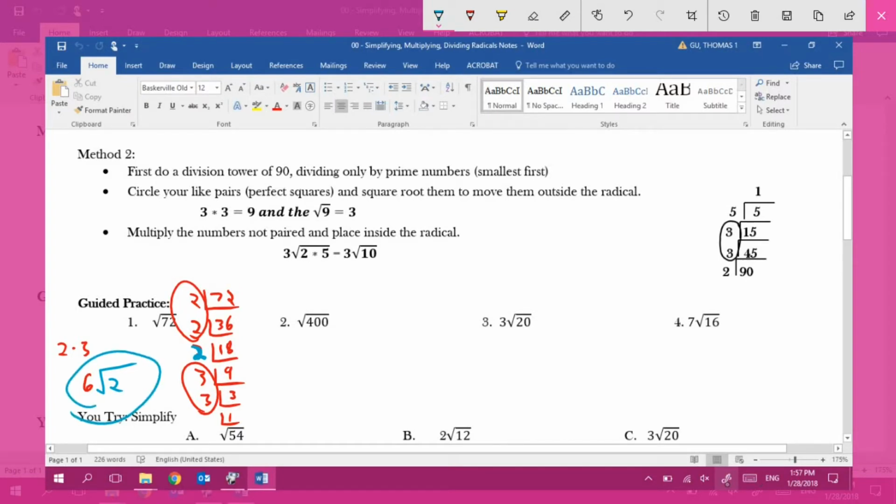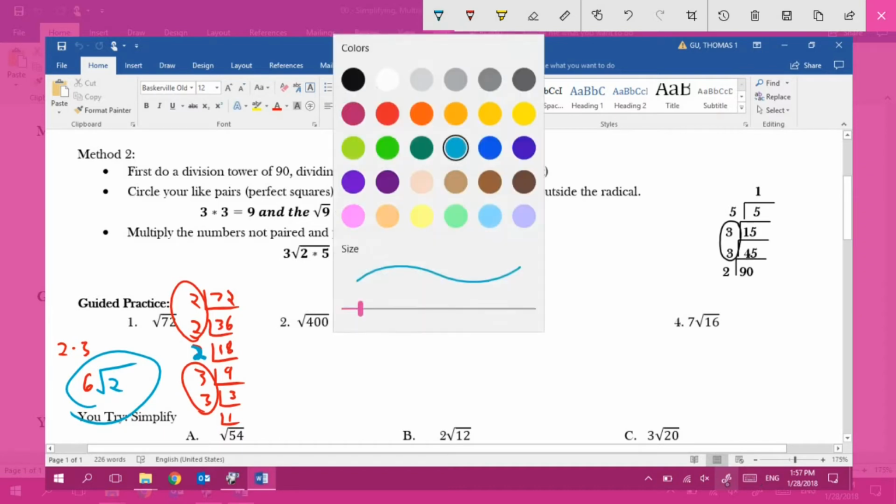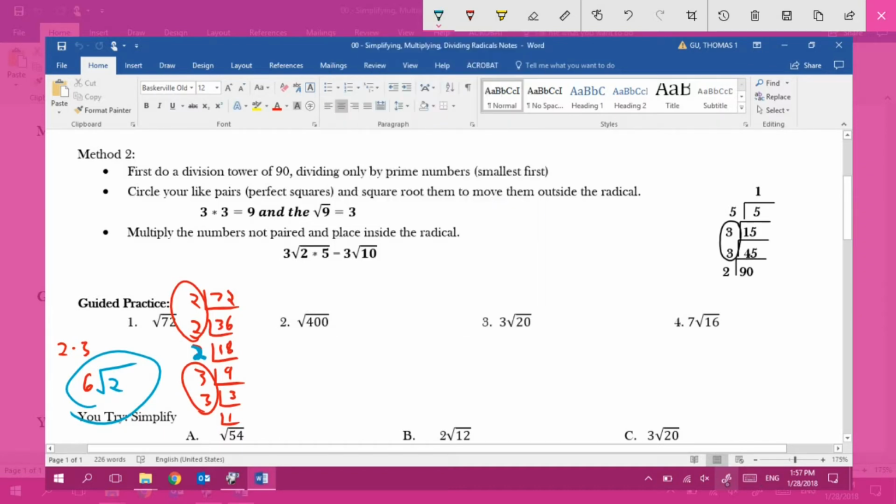On to number 2. Let's do upside down division again. So I'm going to use these inverted colors this time.